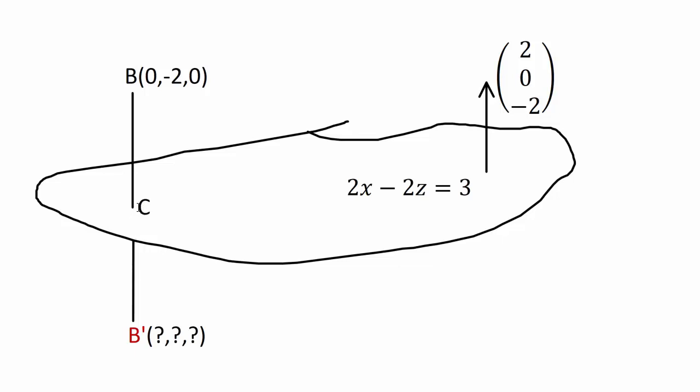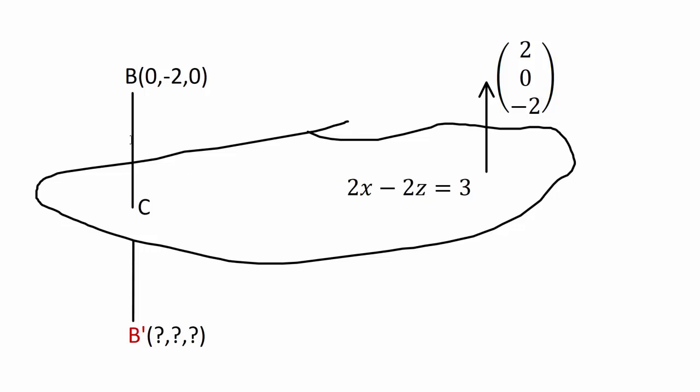BC is the same vector as CB dash. It's a tradition to call the image after transformation with a dash. And this is the same method as finding the shortest distance between a point and a plane. And the method is based on finding the equation of the line BC, and then we're going to say the intersection of a line and a plane method.